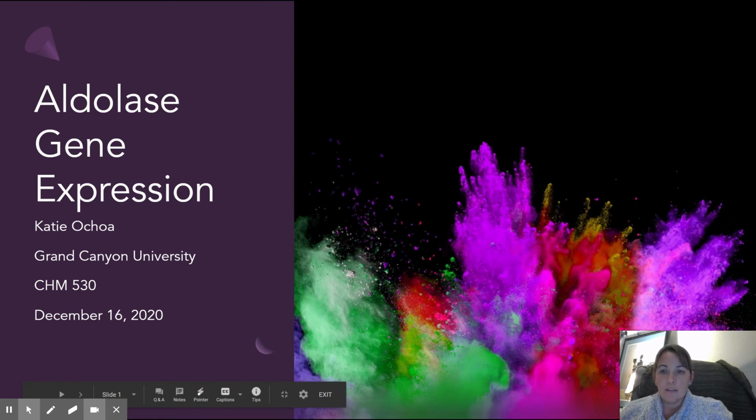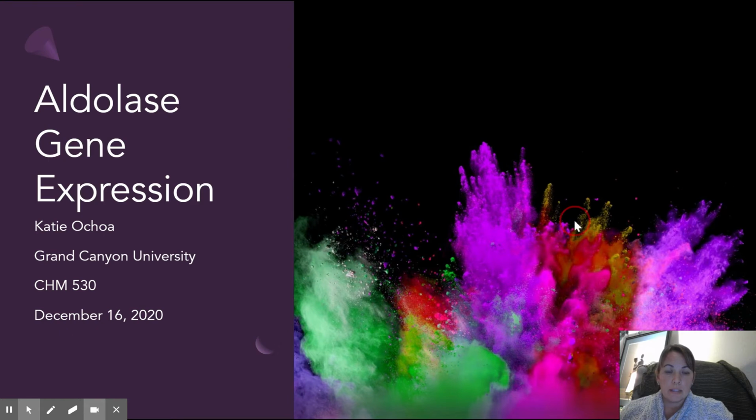So today we're going to talk about aldolase gene expression. My name is Katie Ochoa, and this is for a course I'm taking at Grand Canyon University, Chemistry 530. And today is actually December 13th, 2020, but you'll see the assignment due date in the lower left-hand corner. Let's get started talking about aldolase gene expression.